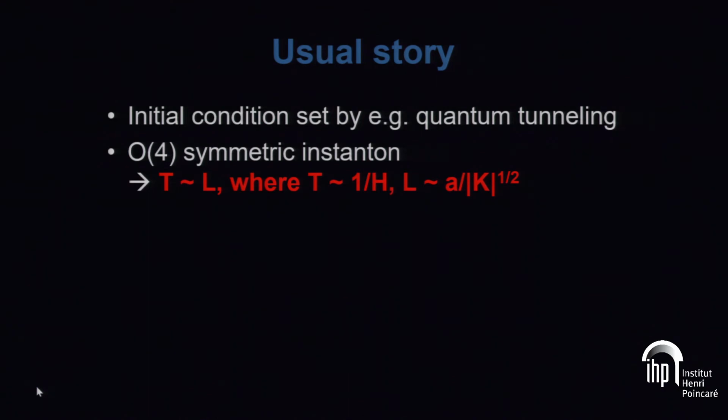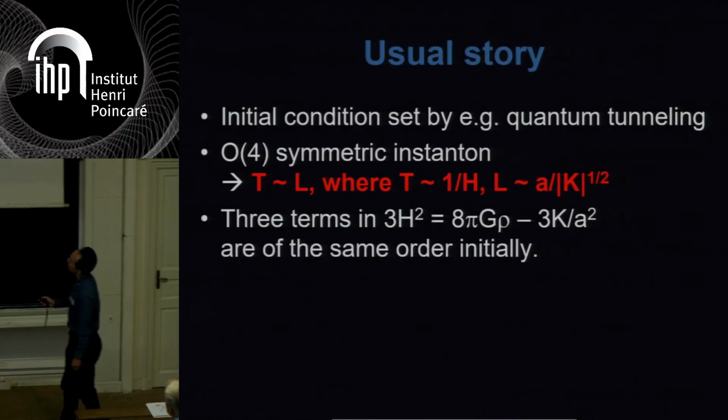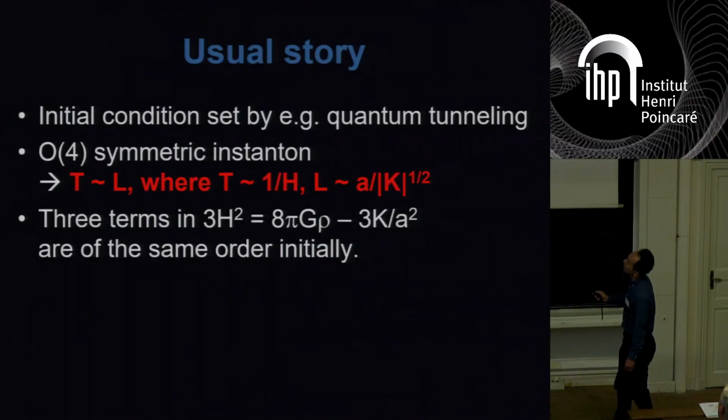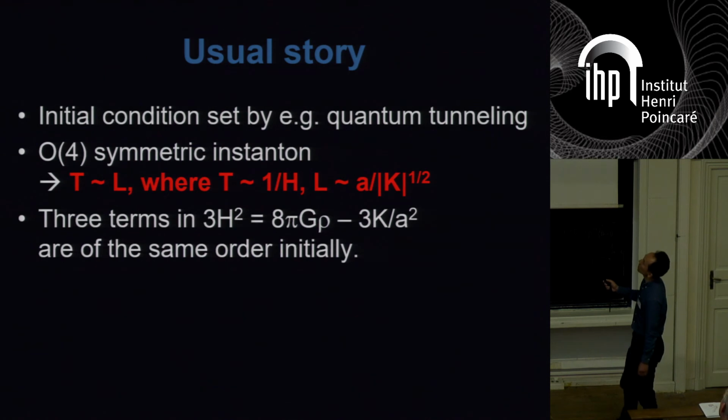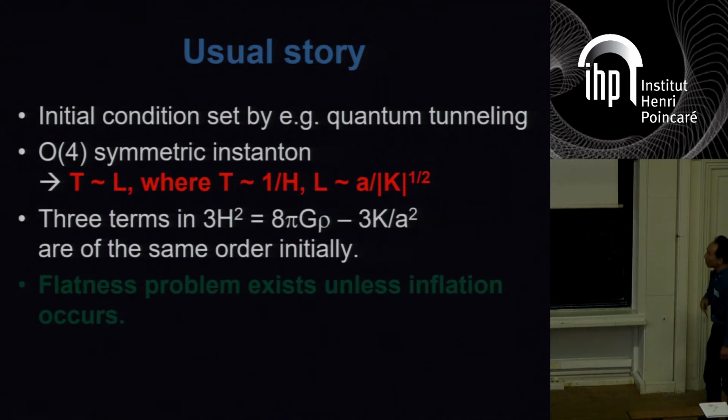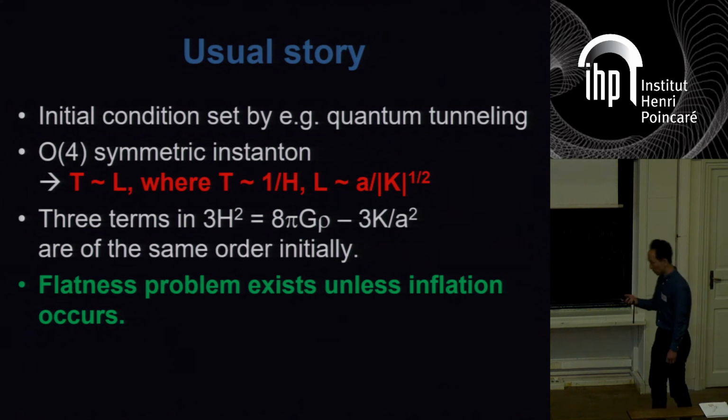After nucleation, namely after analytic continuation, the time scale is 1 over the Hubble parameter, of course, and the length scale would be the curvature scale. And this means that these two are the same, and looking at this Friedmann equation, all three terms should be of the same order. If we consider compact space, then k must be positive, so this term is negative, and they are of the same order, so all three must be the same. So we have a flatness problem, unless inflation occurs. So this doesn't work in the usual case.